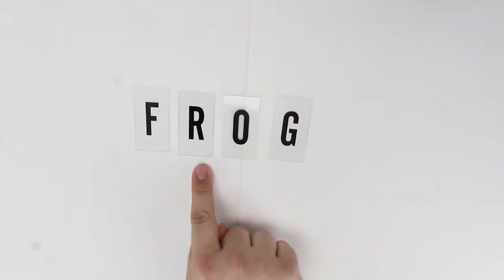What makes an O sound? Do you think it might be an O? I think it might be. And then we got frog. It's got that G sound. That can only be a G. Frog. F-R-O-G. Frog.